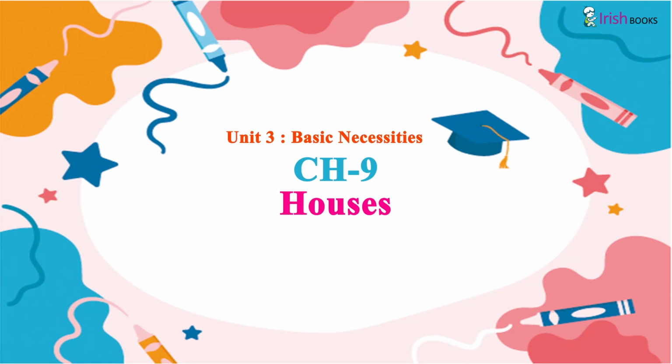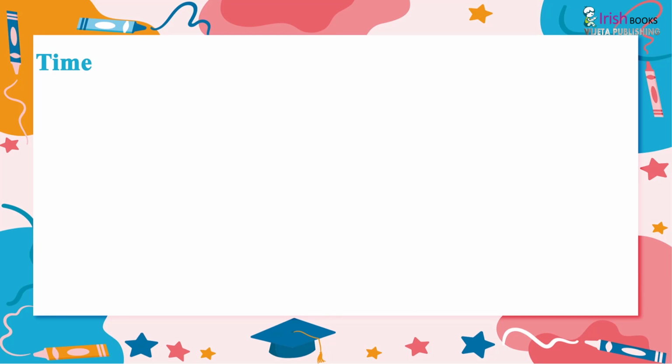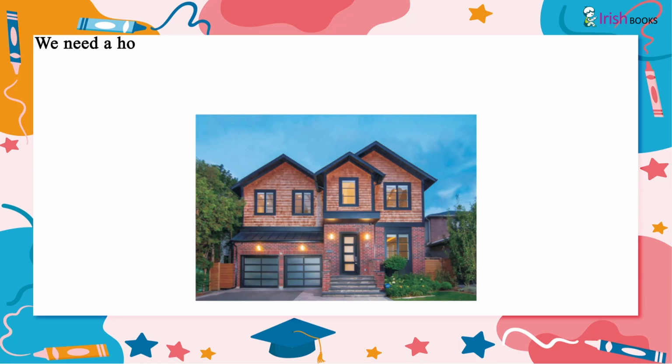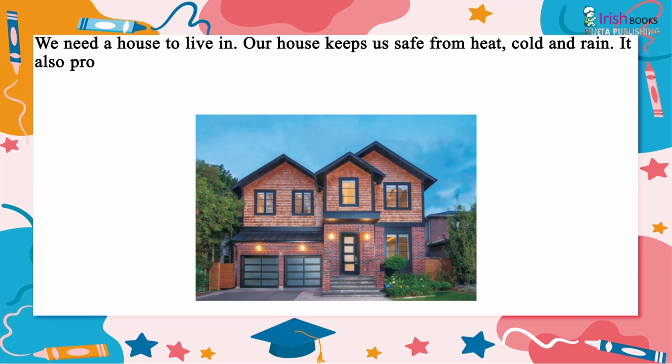Chapter 9. Houses. Time to think. What do you see in the pictures below? Write down the difference. We need a house to live in. Our house keeps us safe from heat, cold, and rain. It also protects us from thieves and wild animals.